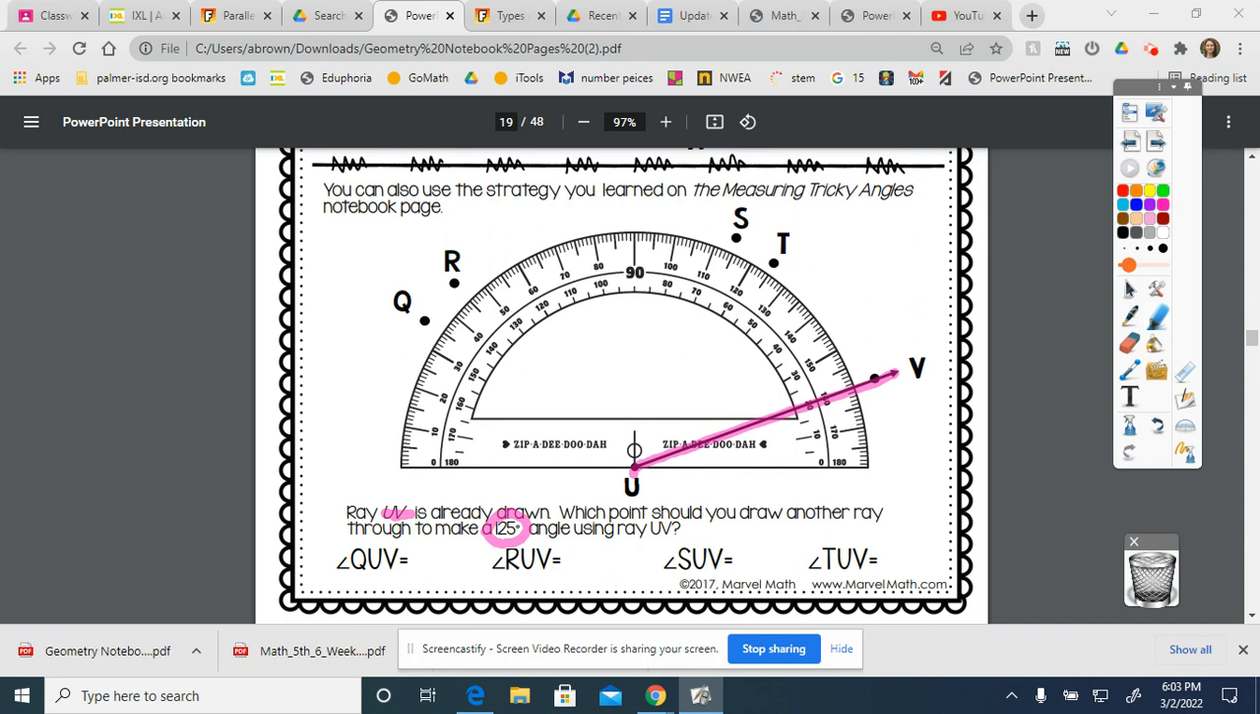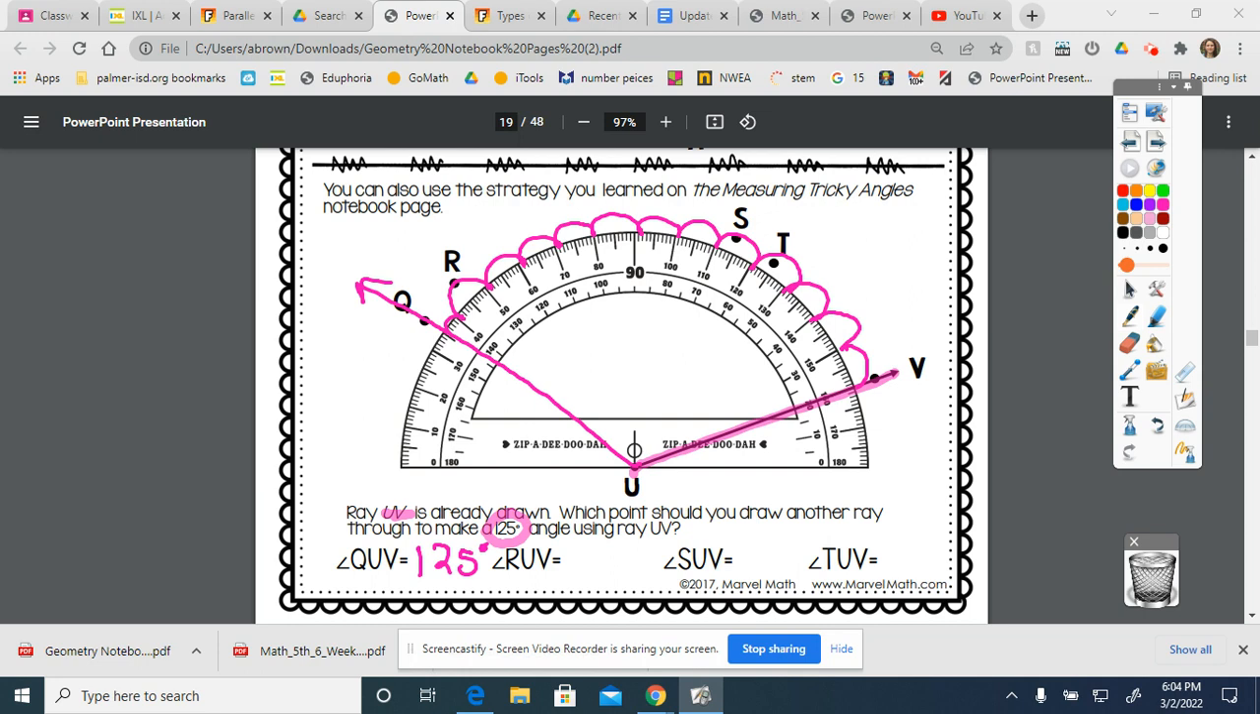Okay. Hopefully you paused the video and you have come up with the right answer there. So let's go ahead and do our little jumps right here. So we start at the ray that we have. Now I'm going to jump over 10, 20, 30, 40, 50, 60, 70, 80, 90, 100, 110, 120, and then we need to go another 5 right there. Ray Q is going to make a 125-degree angle. So QUV down here, this one makes the 125 degrees.